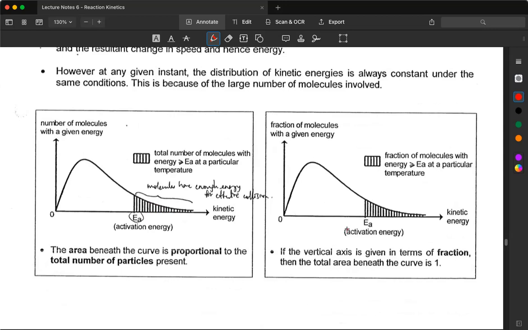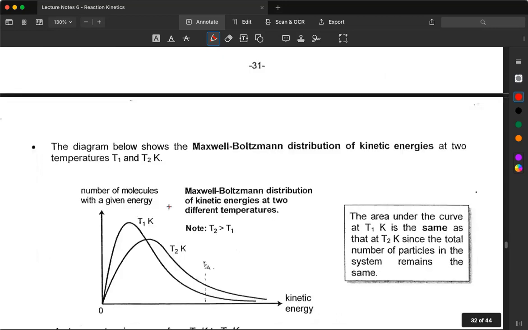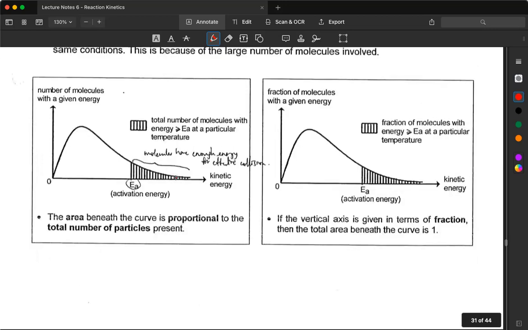So when the vertical axis is changed to be in terms of fraction, the total area will be 1. But this one will be the total number. So just take note of what is labeled on the y-axis, okay? Now, those molecules or particles that have enough energy to react upon collision, which means that the collision is effective, will be here, the one shaded, okay? Those below cannot react upon collision.